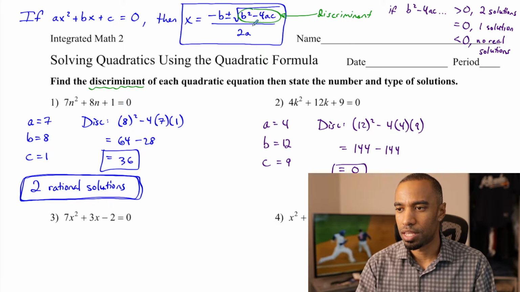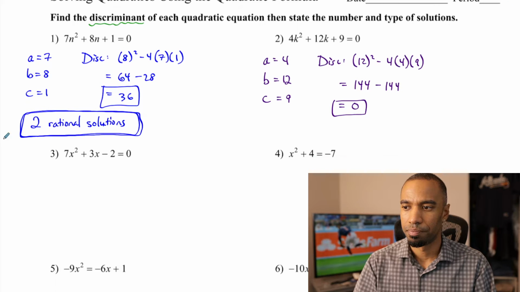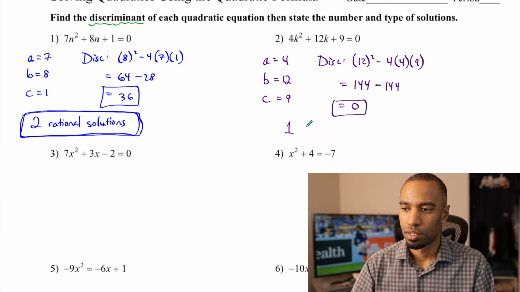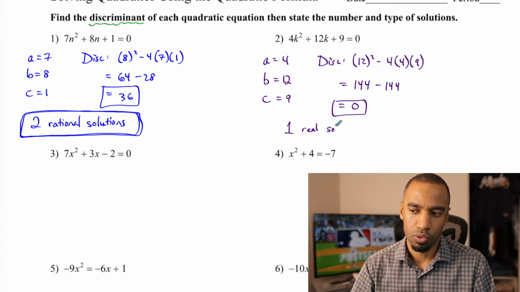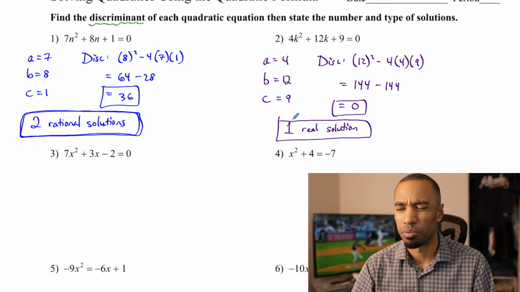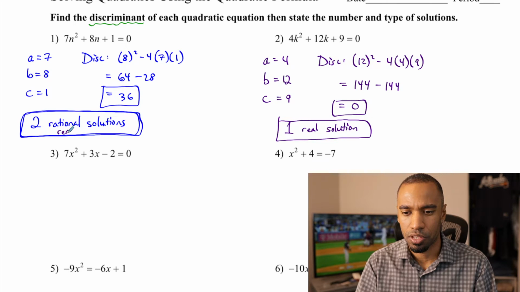Now 0, taking the square root of 0 would lead you to just one solution. That is 1 real solution there. It would also be a rational solution as well. I should probably put rational. I think it's probably more important for me to just talk about real versus non-real. If you just say real here, that's totally cool.